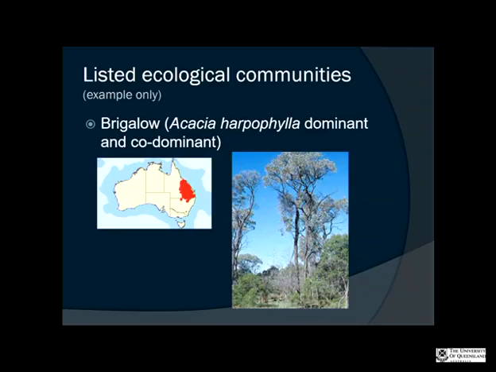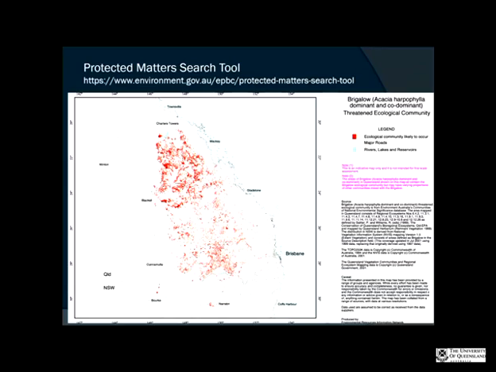This is another example of a listed ecological community, so Brigalow. Again, you've got that excerpt from the website. It's giving you an idea of its general distribution across Queensland, and you can use those sort of resources, again, to do a desktop study to see whether or not these things are likely to be present on the site and whether further studies are necessary in terms of preparing referrals, but also the environmental impact statements that might be necessary for these projects.